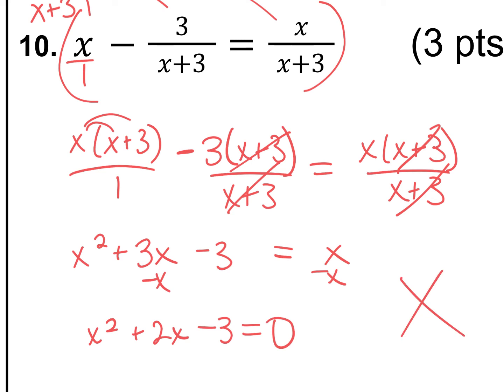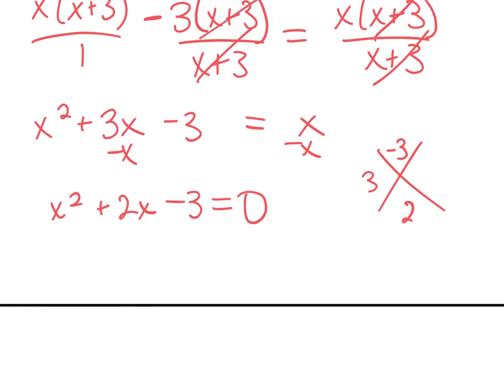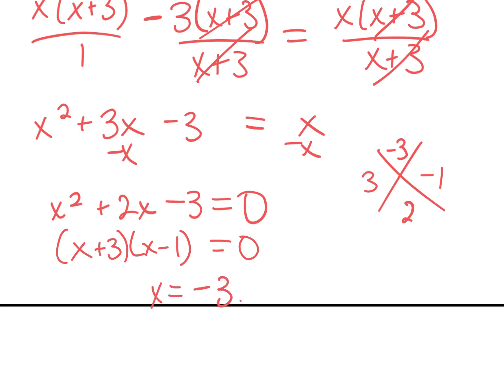What goes on top? Bottom. 2 things that multiply to negative 3 and add to 2. 3 and negative 1. Perfect. So my 2 factors are x plus 3 and x minus 1 equals 0. Set them both equal to 0, and you get x equals negative 3 and positive 1. Those are my 2 answers.